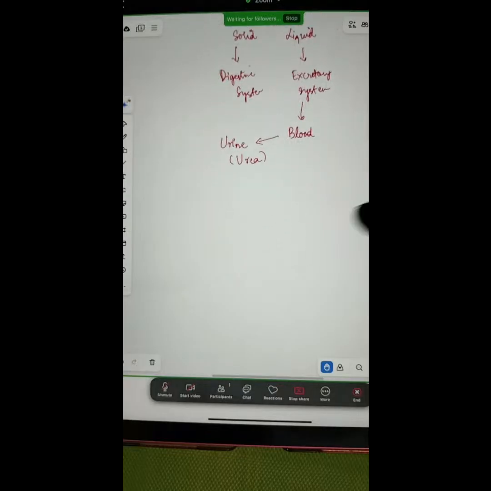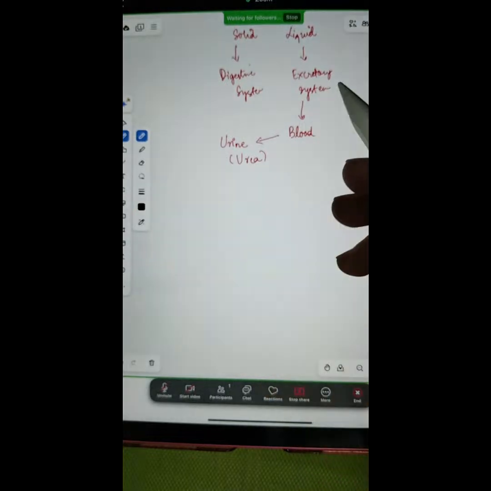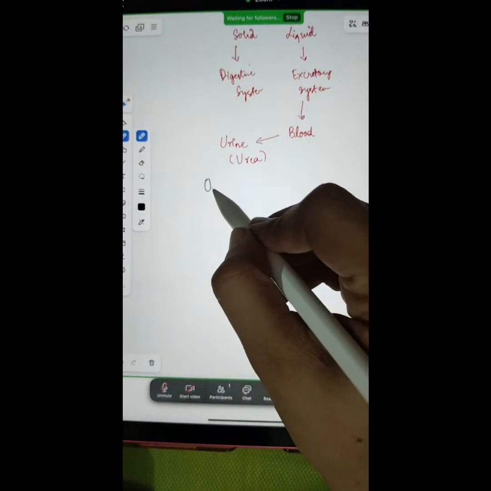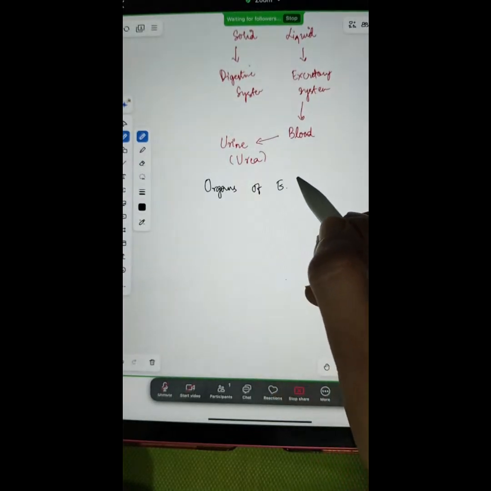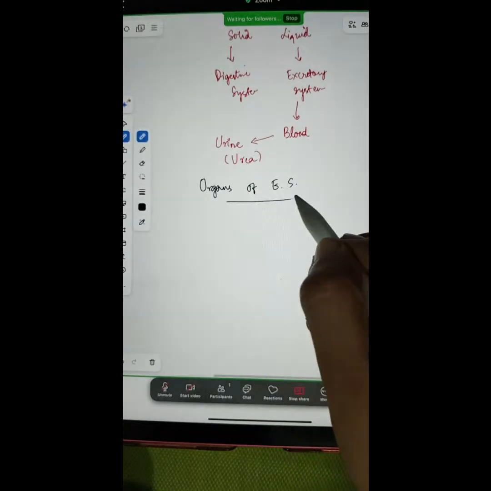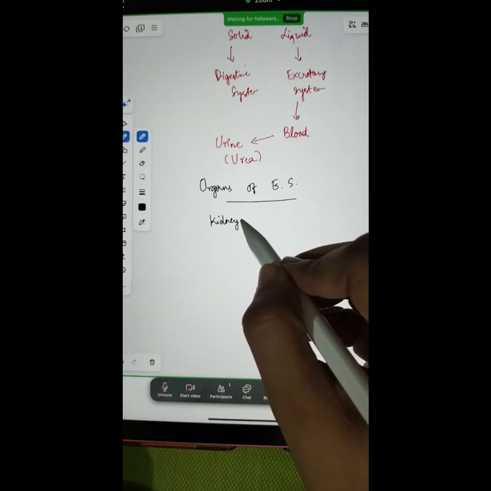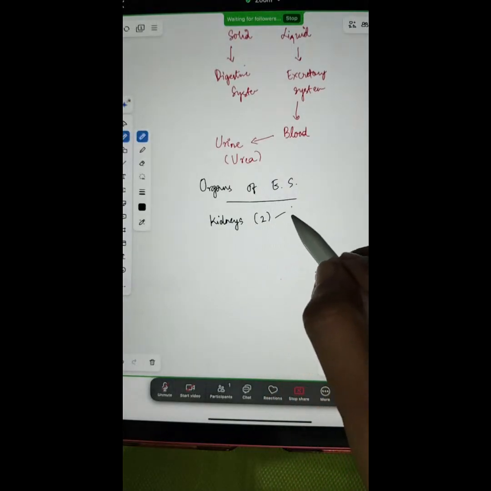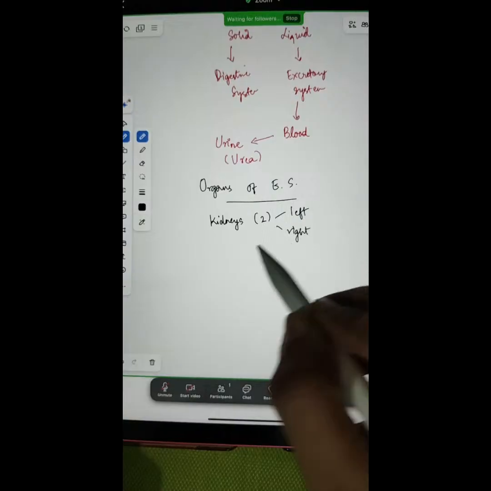Now let's move ahead and see all the organs that are a part of the excretory system. So we will be studying the organs of the excretory system one by one. First of all, you should know kidneys are there. How many kidneys are there? Two. One will be known as the left kidney, another would be known as the right kidney.